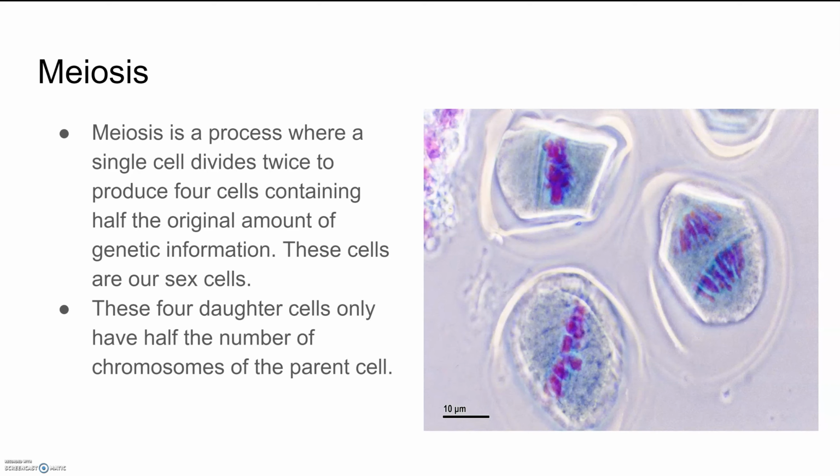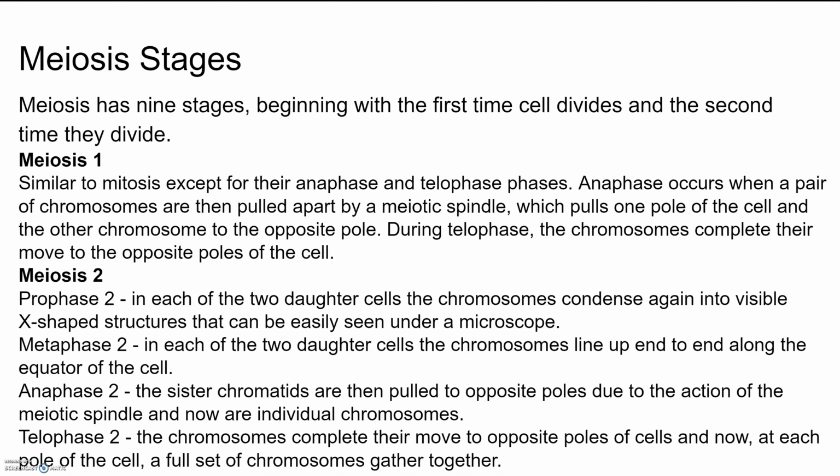Meiosis is a process where a single cell divides twice to produce 4 cells containing half of the original amount of genetic information. These cells are sex cells. These 4 daughter cells only have half the number of chromosomes of the parent cell. So, meiosis stages. Meiosis has 9 stages, beginning with the first time the cell divides and the second time it divides.